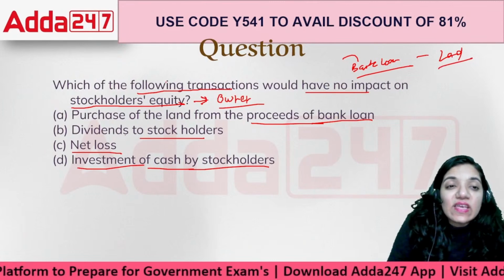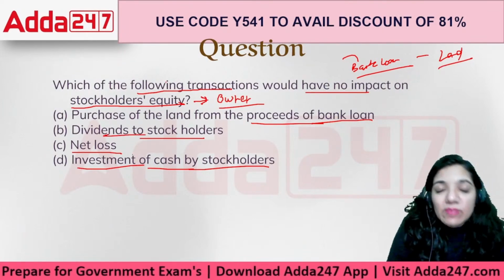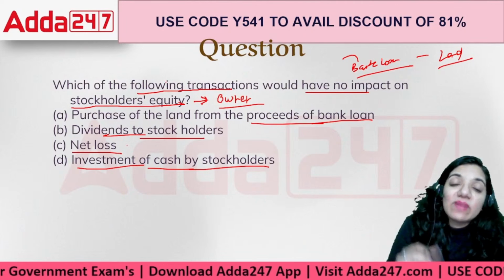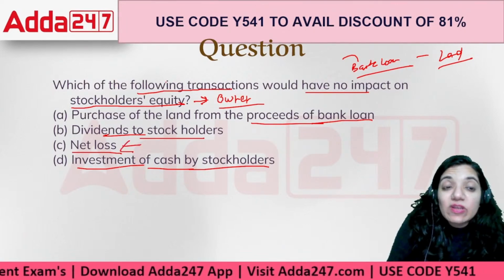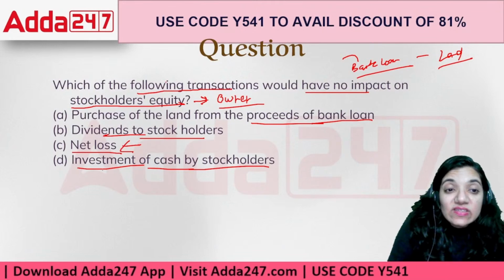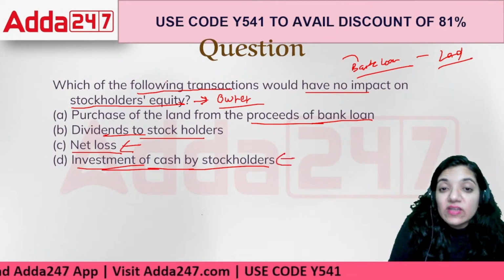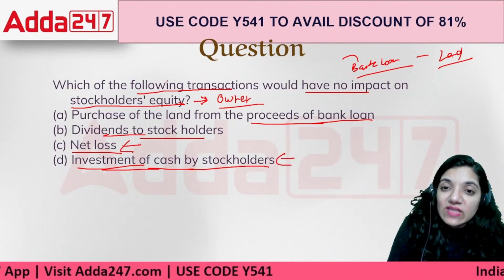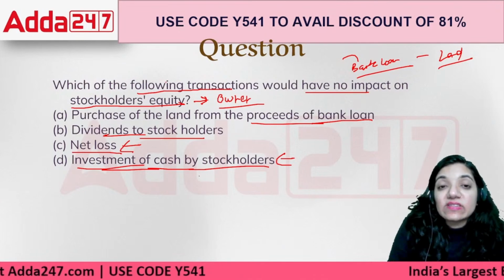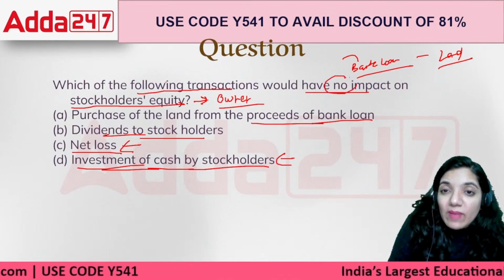Then the second is if we gave dividends to the people who are investing their money into our business. Then the next point is net loss. The last is investment of cash by the stockholders. So if we invest cash, then that would be taken into account among the following which have no impact.